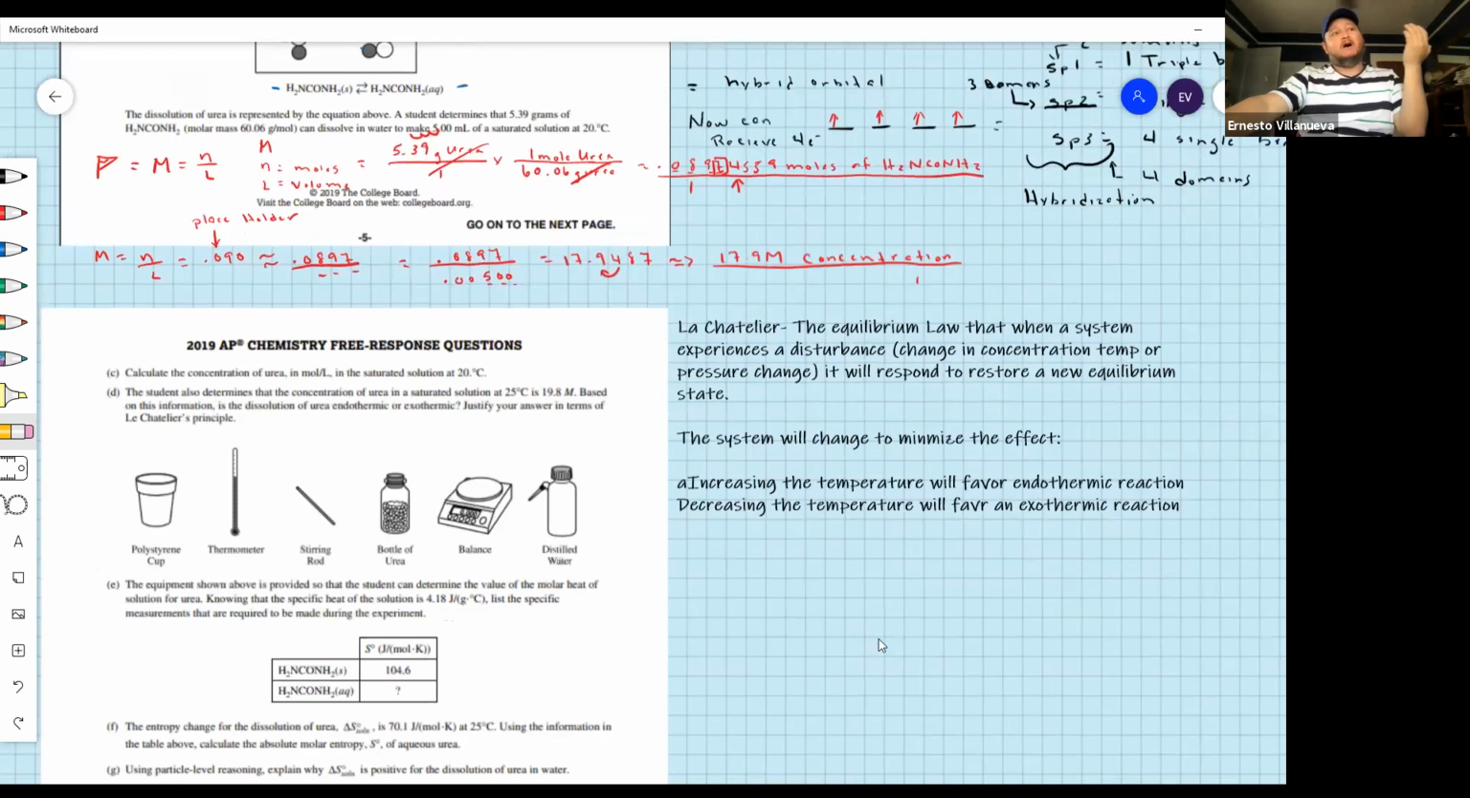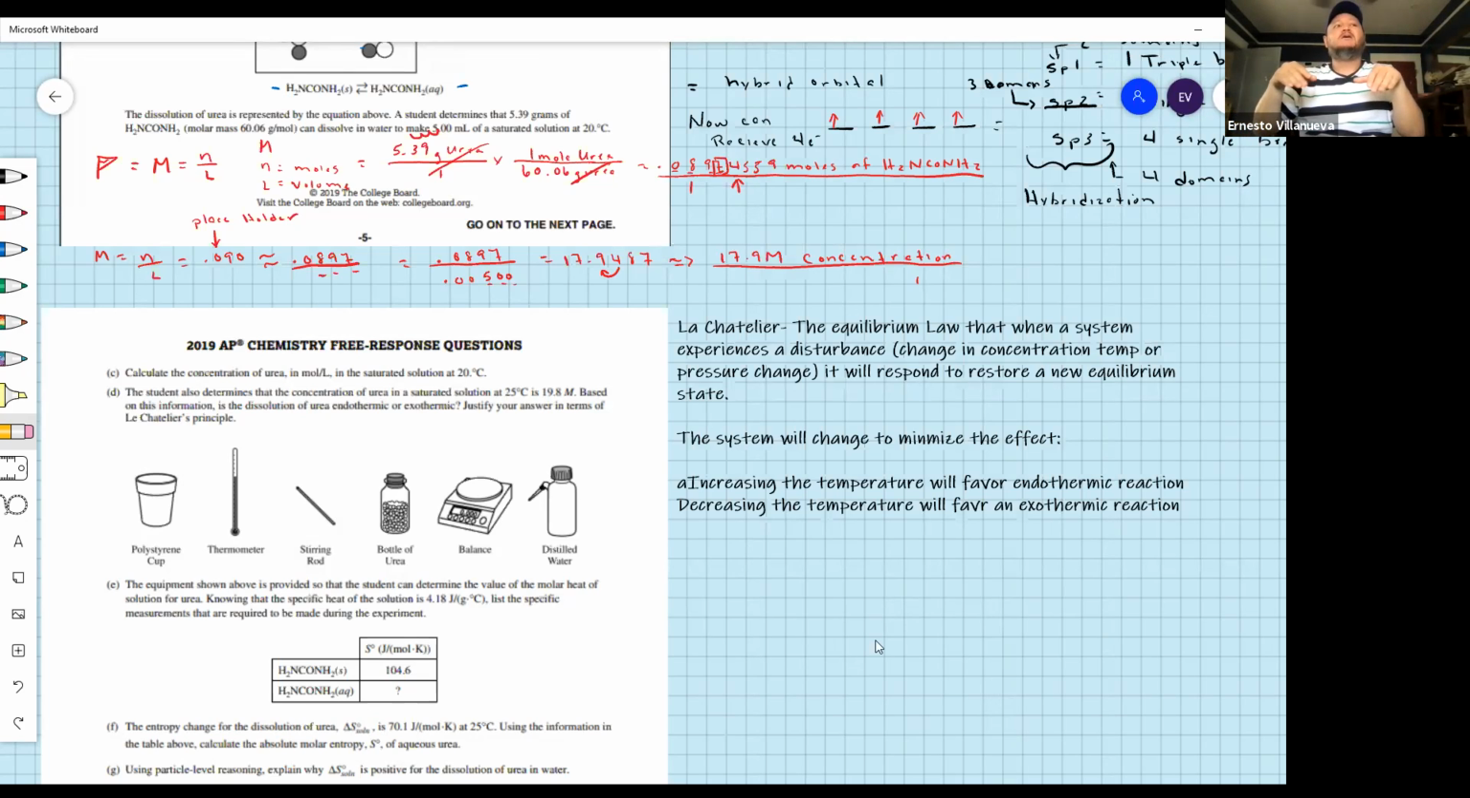The temperature has gone from 20 degrees to 25 degrees, okay? So in order to bring itself back into balance, it's going to absorb energy. It's going to become an endothermic reaction to counteract what we've done to disturb the system. So it says here, based on this information, is the dissolution of urea exothermic or endothermic? Justify your answer in terms of Le Chatelier's principle.